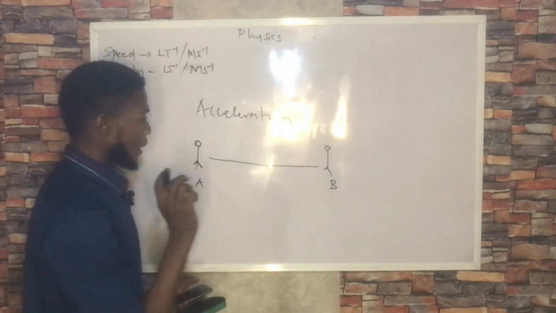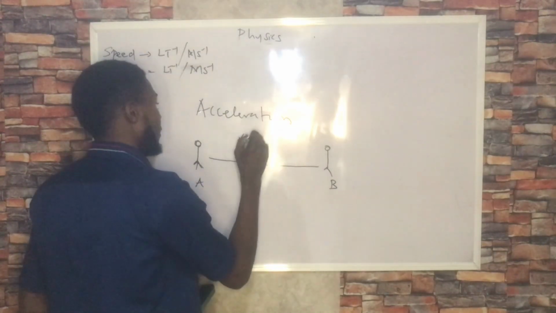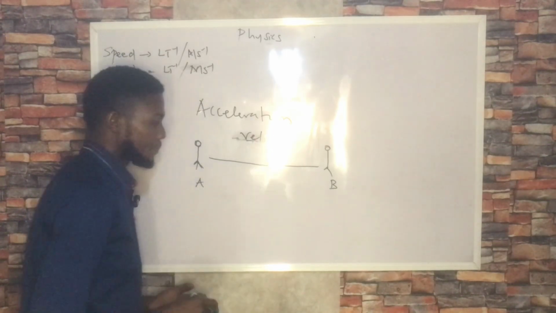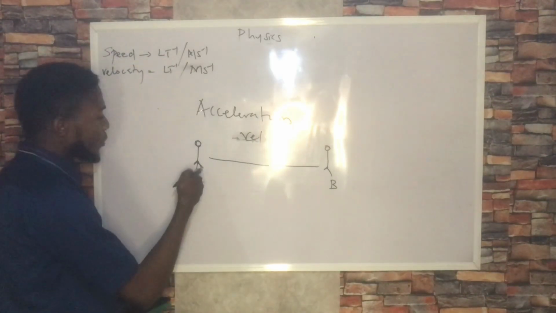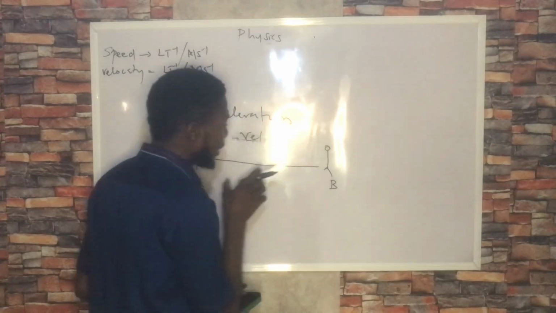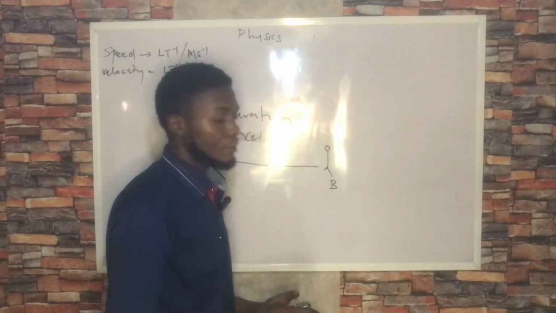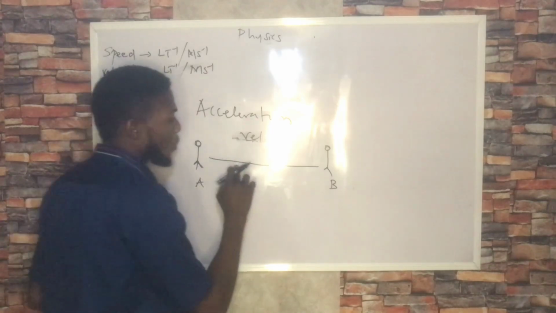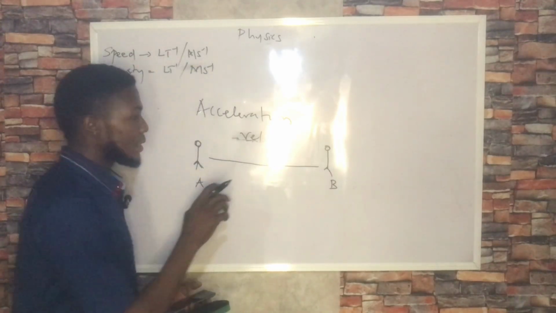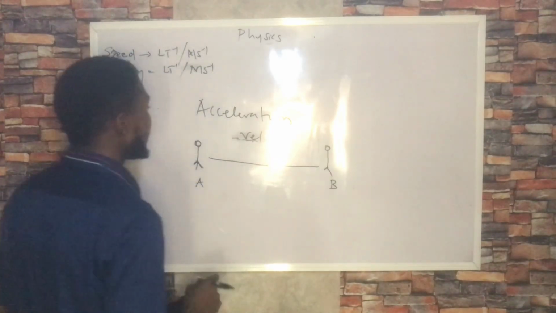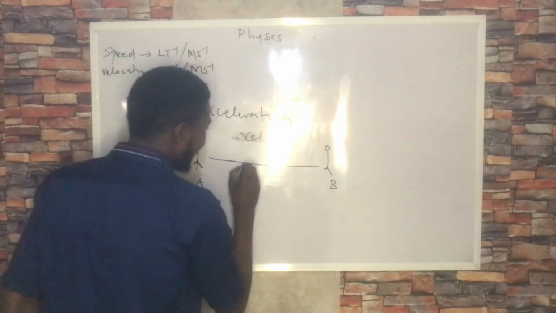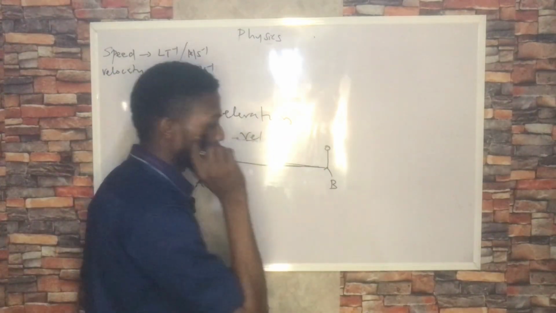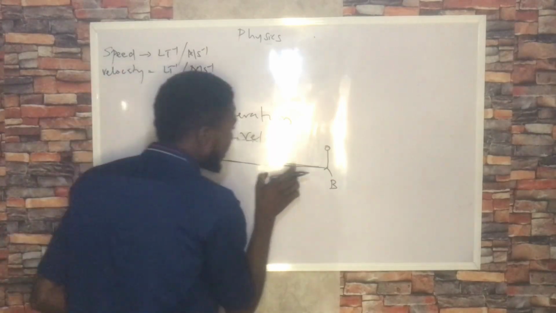Take note, we're talking about velocity again now. The boy is moving from this point to this point in a linear direction. Simply on linear motion, this person is moving with a constant velocity in this direction. The person is maintaining this speed, this velocity, in this direction.